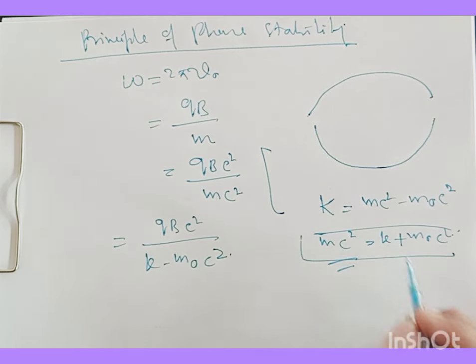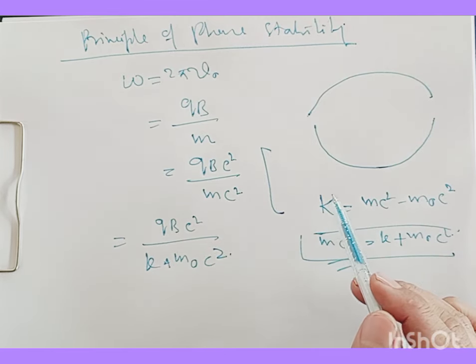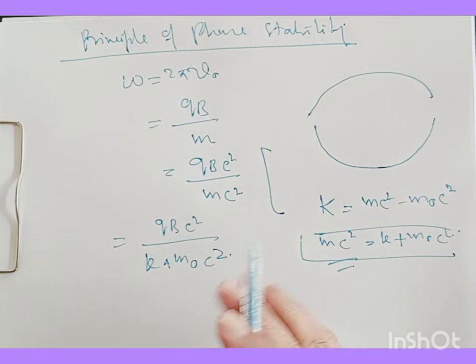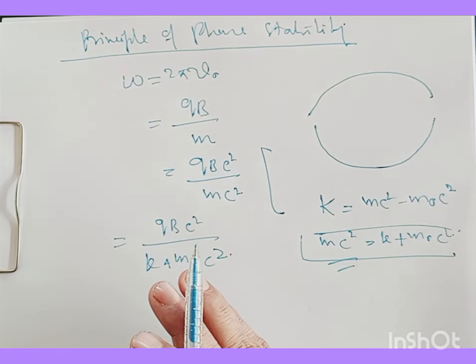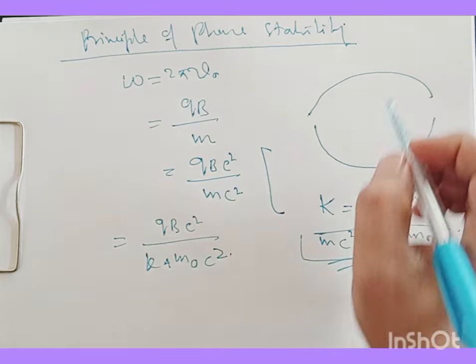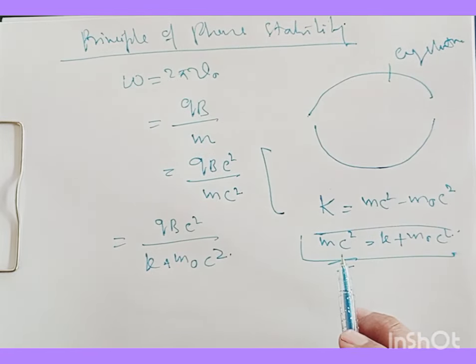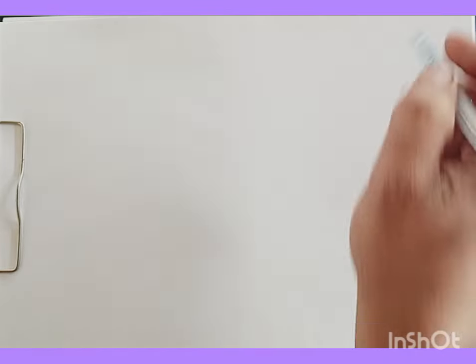So this should be plus. Okay, K plus m naught c square. Now, we understand this m naught c square is the rest energy and K is the kinetic energy of the particle. Now, the kinetic energy of the ion that we have, the principle of phase stability we are trying to understand here. So in relation to the variable frequency that we have with this cyclotron, we would like to have an illustration here and try to understand this phase stability.